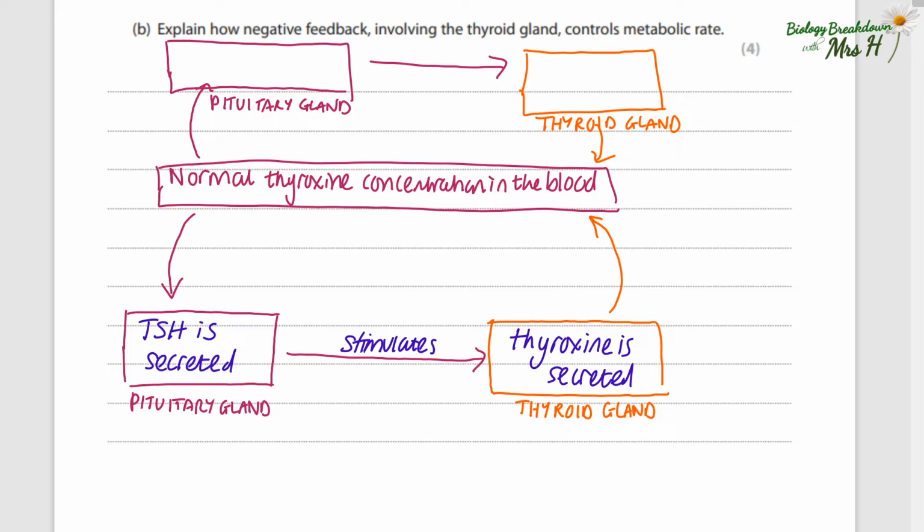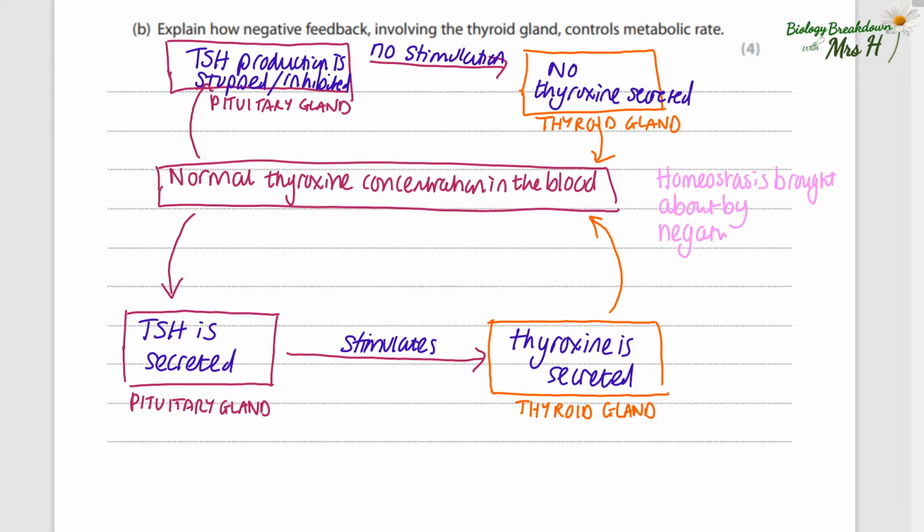If the thyroxine concentration increases, then the pituitary gland will stop the production of TSH. And because there's no TSH, then the thyroid gland won't be stimulated to make any more thyroxine, so therefore the concentration will drop down. There you need to write your answer in.